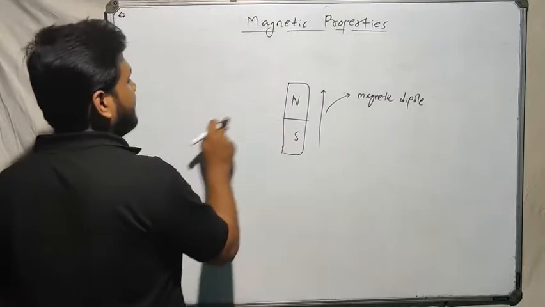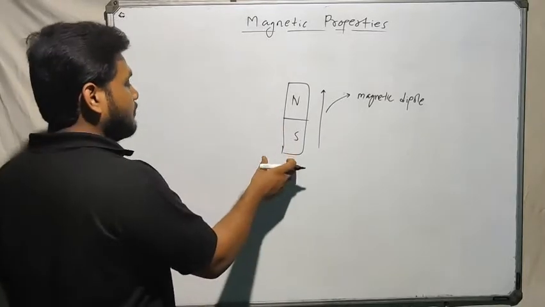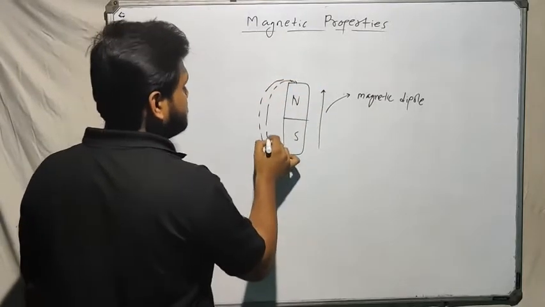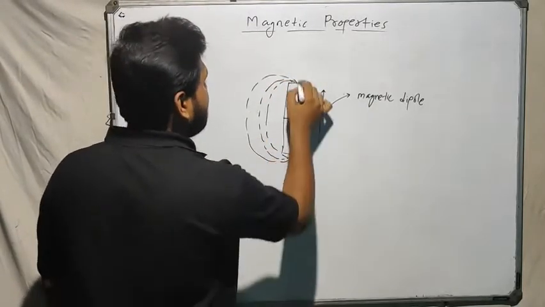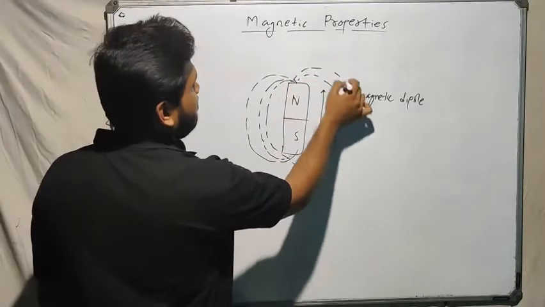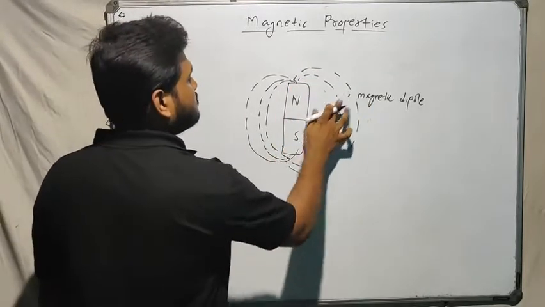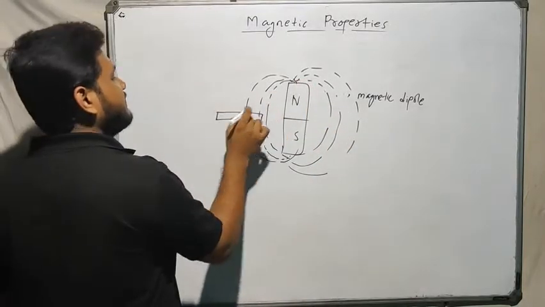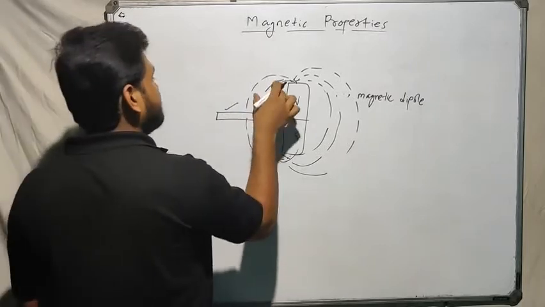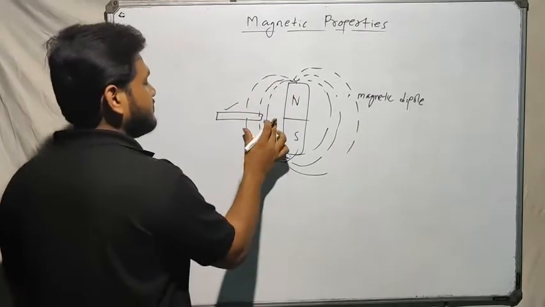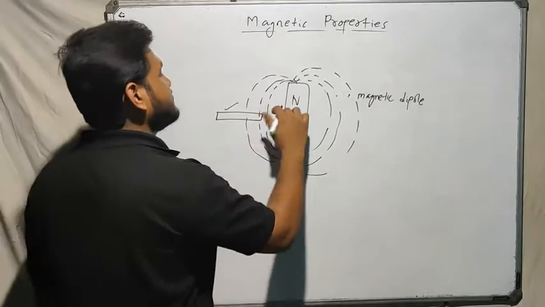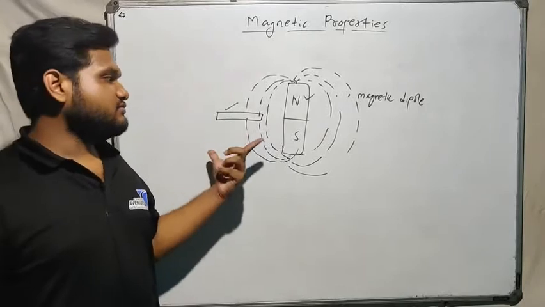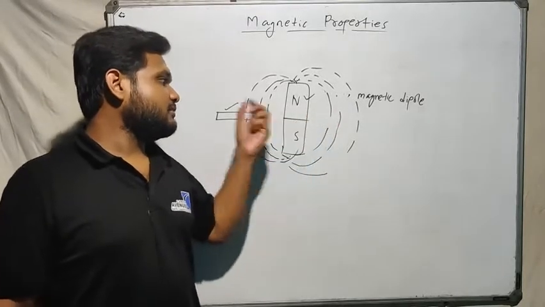Every bar magnet, or any material which possesses magnetism, has these kinds of imaginary lines, which are nothing but your magnetic force. If you put another material in here, it is going to be affected by these magnetic field forces. So these are magnetic fields, which we will talk about in the next video.